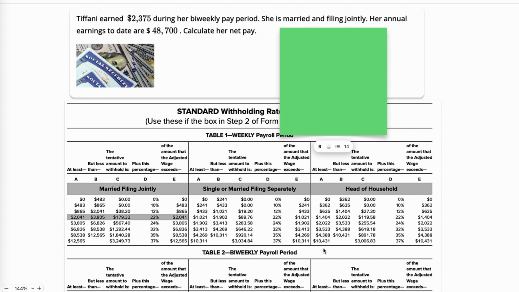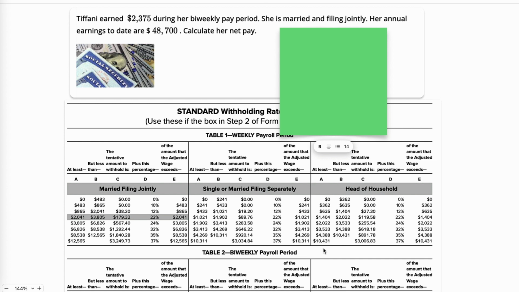So we have in this example that Tiffany earned $2,375 during her bi-weekly pay period. She is married and filing jointly. Her annual earnings to date are $48,700. And we need to calculate her net pay, which means we need to find all of her deductions, and FIT is one of them, and that's what we're going to work through now.